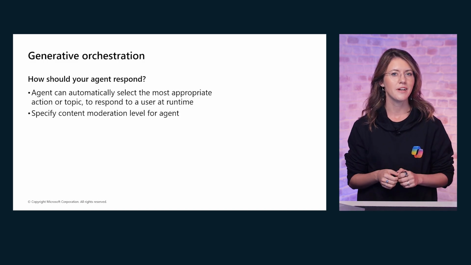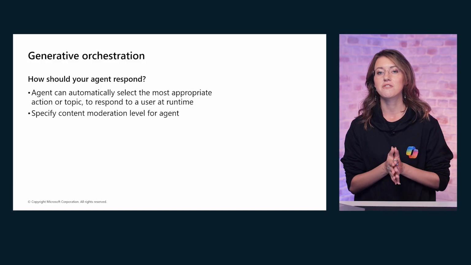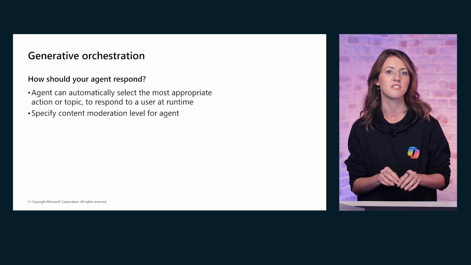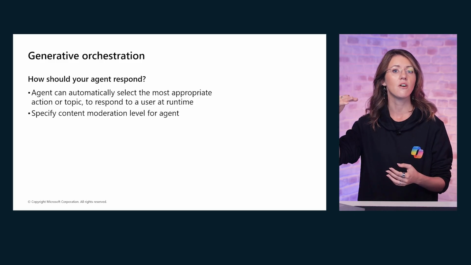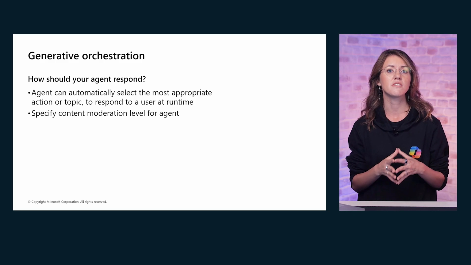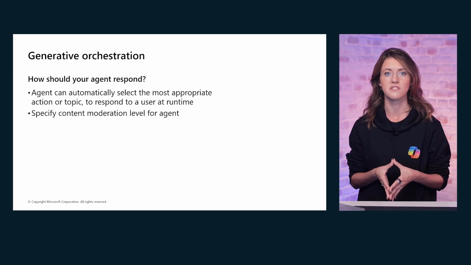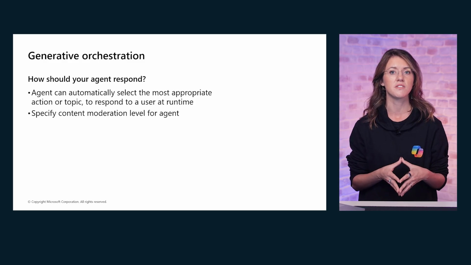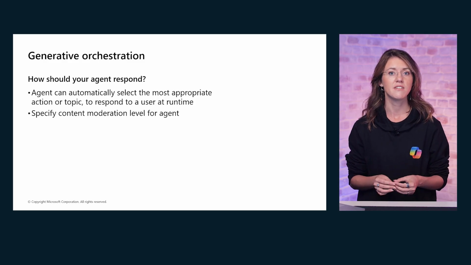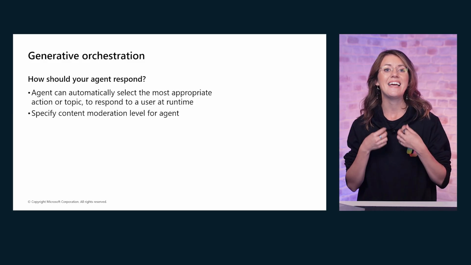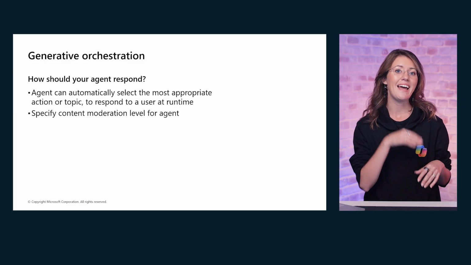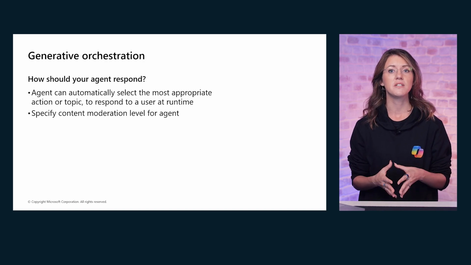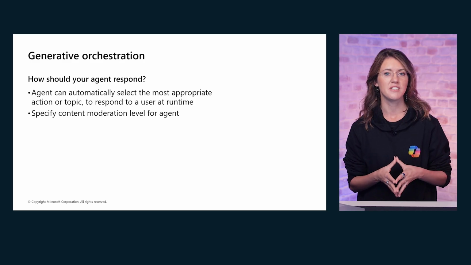So how should your agent respond? With generative orchestration, the agent can make real-time decisions to deliver the most relevant response. You can also set the content moderation level to ensure that responses are appropriate for your audience. It's a good practice to let users know that some parts of the conversation, like questions generated when running a tool, may be AI generated. You can do this by adding a message in the conversation start system topic, which controls the greeting shown when a new conversation begins.